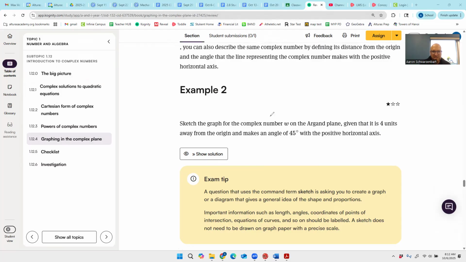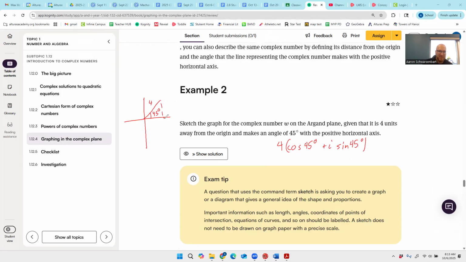Sketch on the graph the complex number w on the Argand plane, given it's 4 units away from the origin and makes an angle of 45 degrees. We could write that as 4 cosine 45 degrees plus i sine 45 degrees. Oh, this is coming back to me. It looks familiar, yeah.